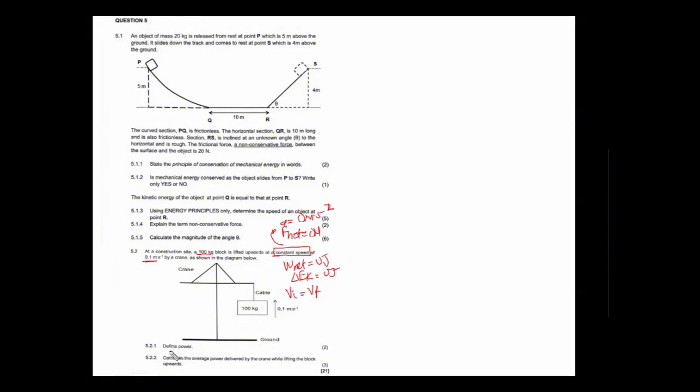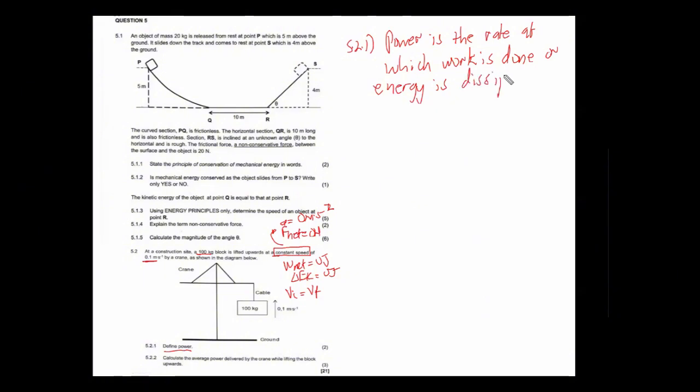Now 5.2.1, define power, right? So what is power? We say power is the rate at which work is done or energy is dissipated. Right. So the rate at which work is done or energy is dissipated is known as what? Power. Right.